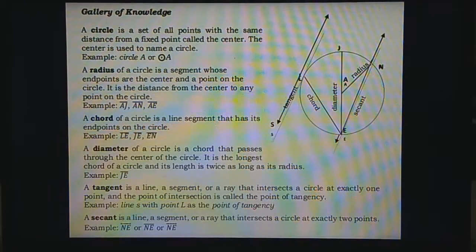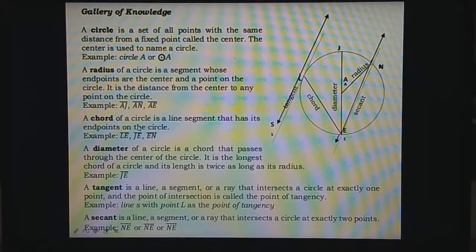So, in the illustration at the right, our radii are line segment AJ. Ayan, AJ is a radius. AN is another radius. And then, AE is another radius. So, center point to a point on a circle. So, that is a radius.